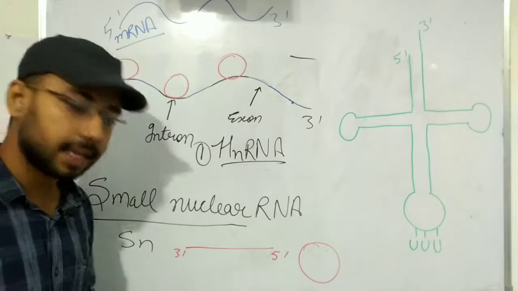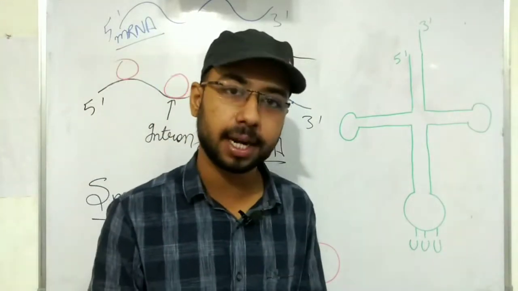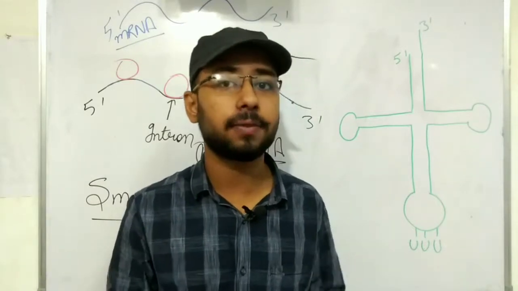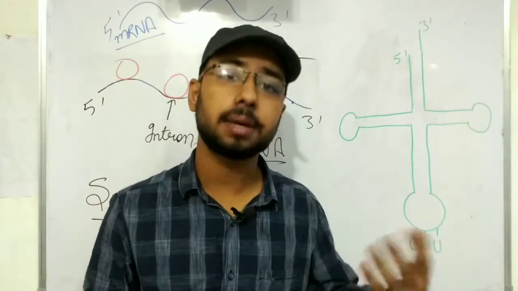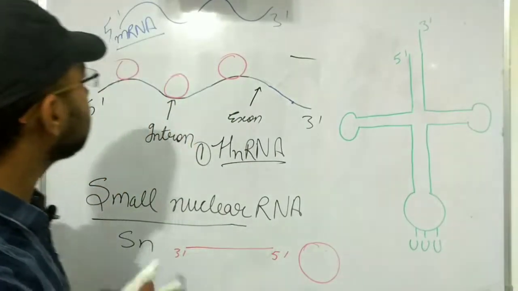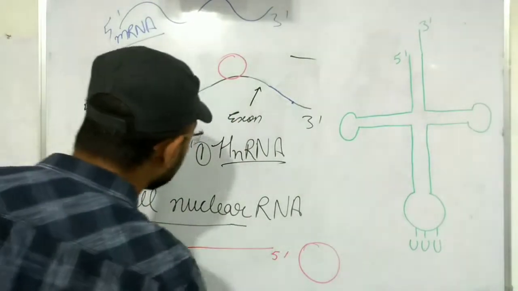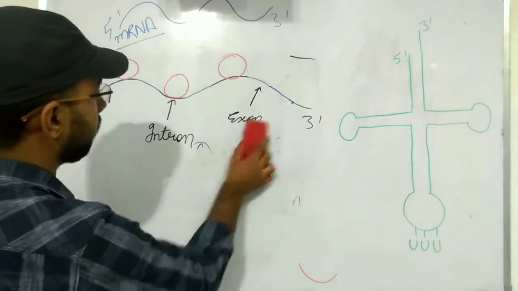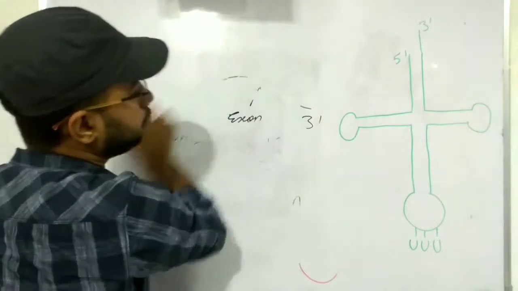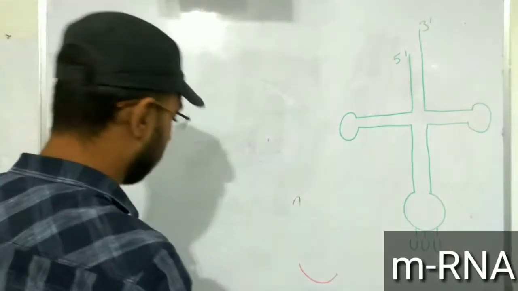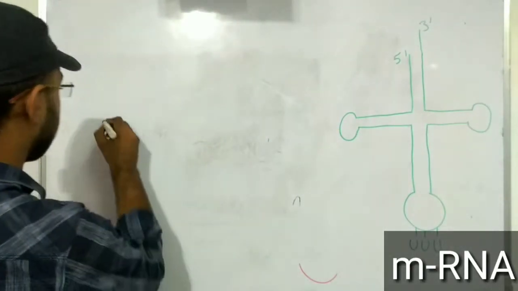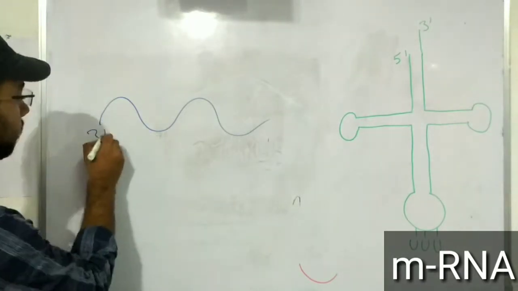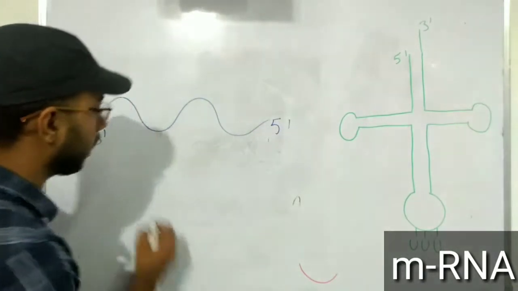Now come to the third one, that is mRNA. That is the byproduct, or we can say it is the post-transcriptionally modified RNA or the mature RNA. It is known as mRNA. Firstly, I will rub this. We will make the mRNA here. It contains a 3' and a 5' end.